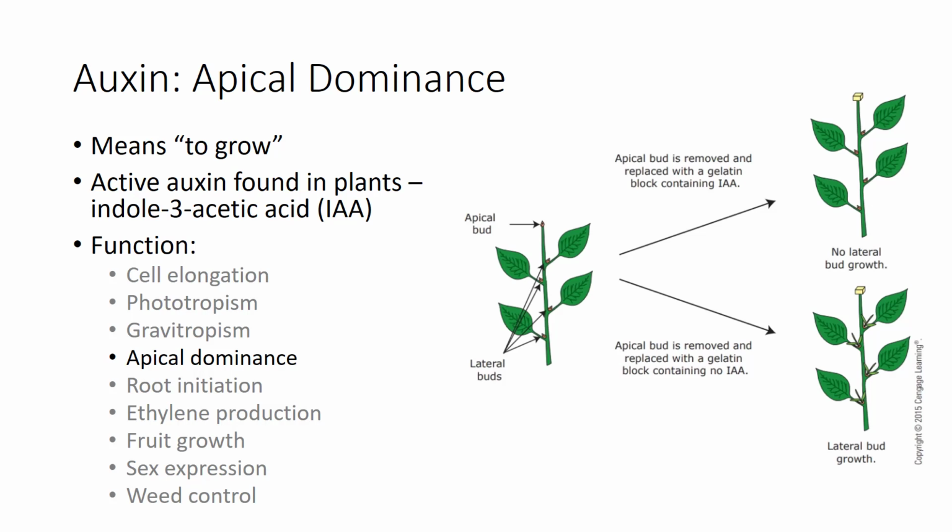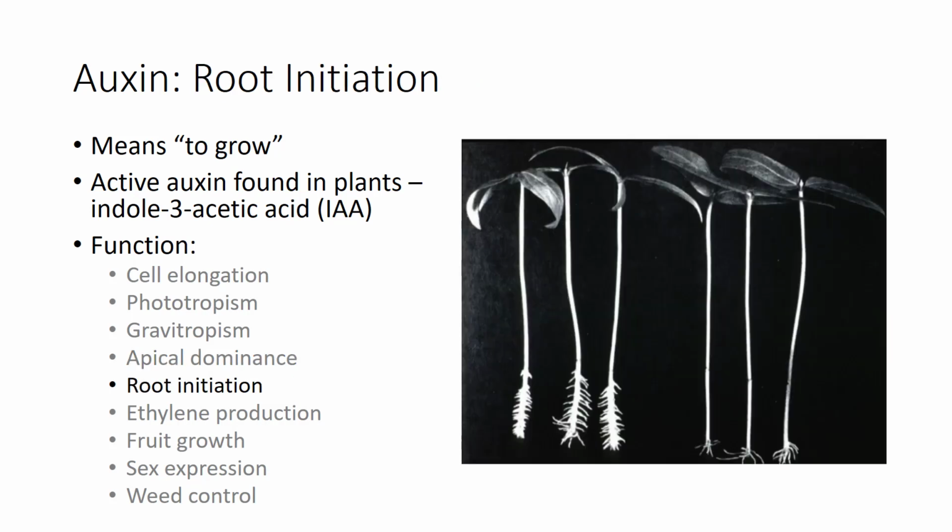A simple experiment to prove that IAA is involved in apical dominance is to remove the apical bud and replace it with gelatin plus or minus IAA. The plant receiving the gelatin block plus IAA should have its lateral bud suppressed, whereas the one receiving no IAA treatment should have lateral bud break. Auxins stimulate root initiation and inhibit root elongation.